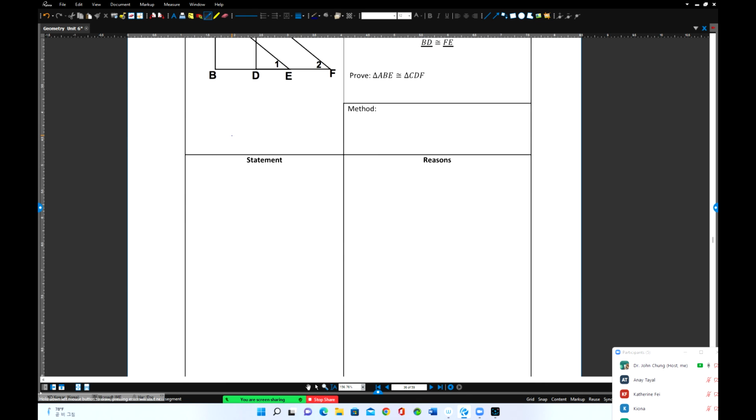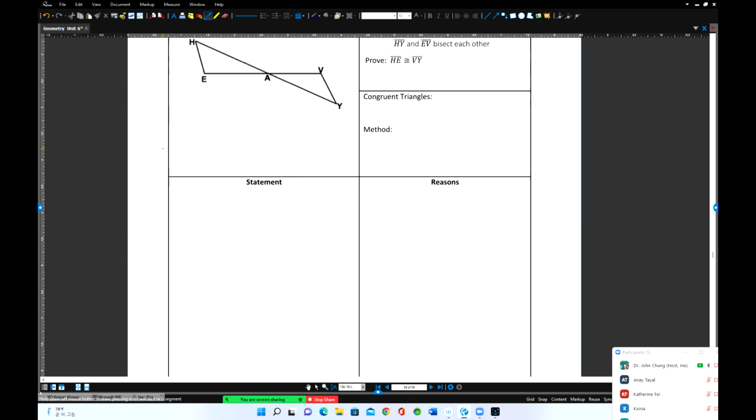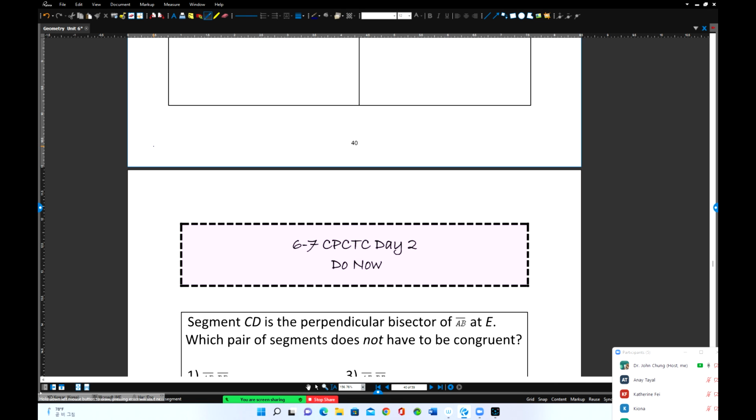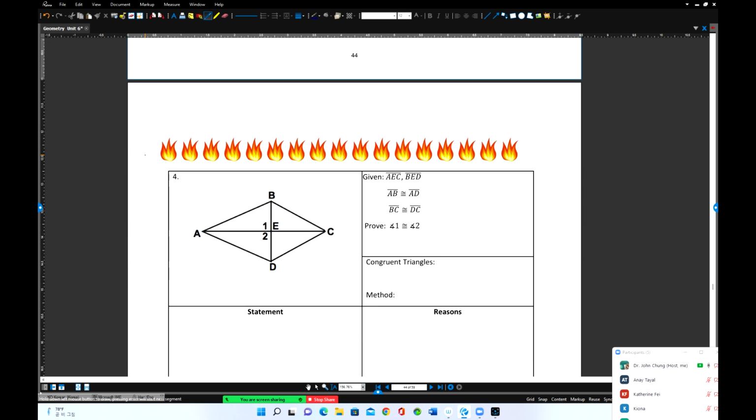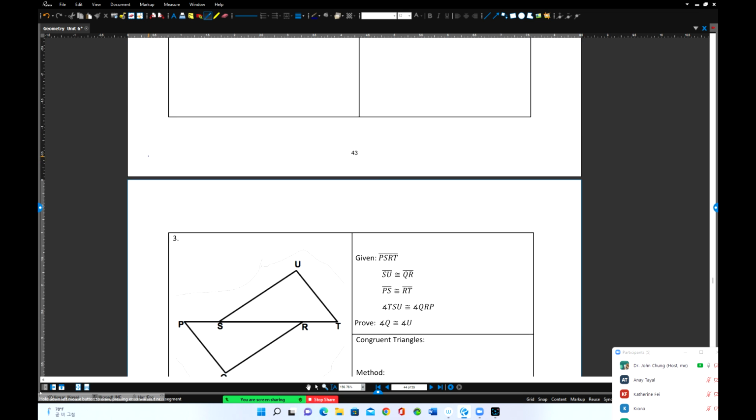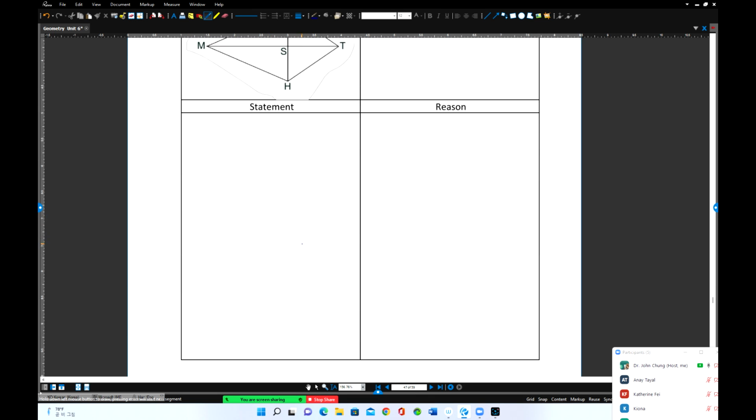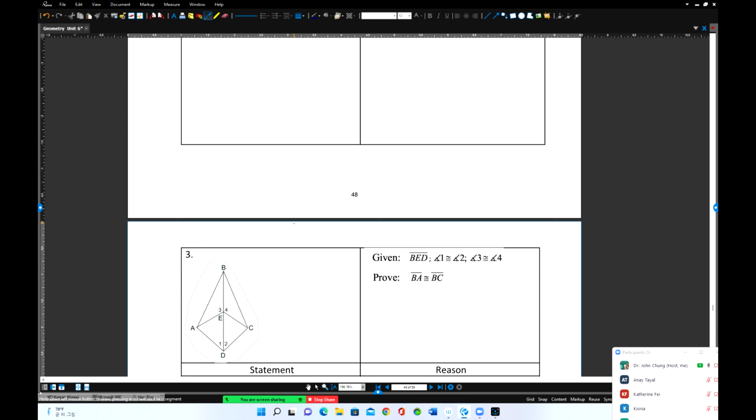There are a few more questions there, but I think that's okay. Next time we're going to write CPCTC, using CPCTC, and we have another one, two congruent triangles. These two congruent triangles, right? Let me see. Yeah, double congruence. Okay, this is the hardest one, a little hard. We can do this one next time, okay?